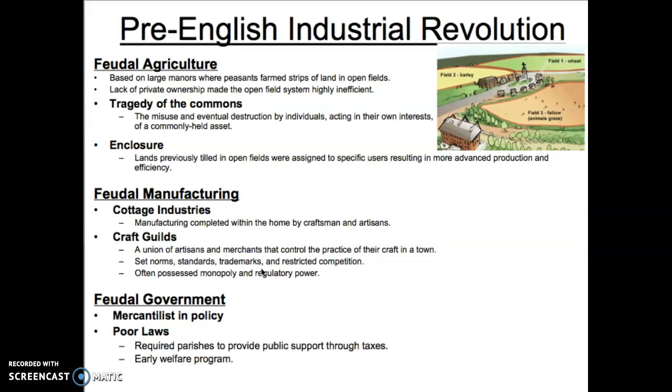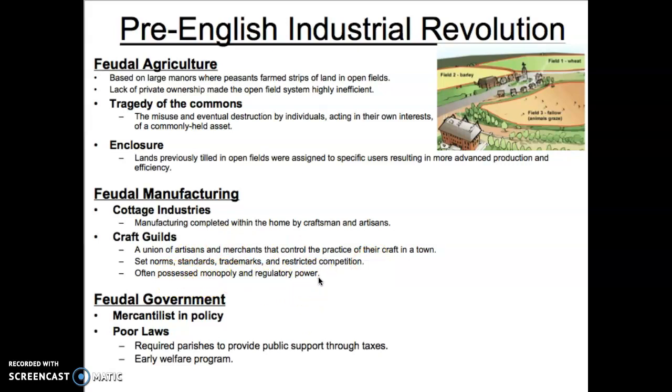So this is a movement towards intellectual property rights that do restrict competition, but as we're going to see, also have an upside because people are going to be much more likely to come up with new ideas in an environment where there are these protections. Often possessed monopoly and regulatory power.